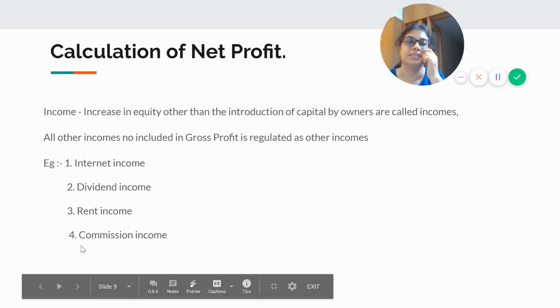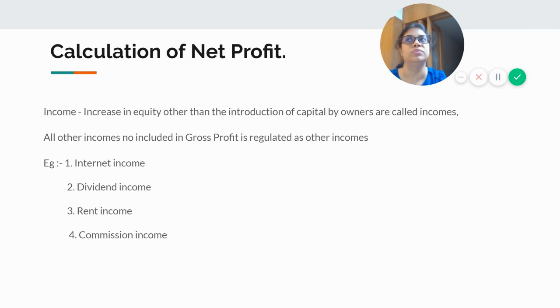Sometimes from the businesses, you will be able to earn a commission income. All these are other indirect incomes which you will be able to earn as a business. So when we are ending up with the year-end operational results or the profit or loss, these things also must be considered as a prudent person, as a prudent business, in order to show the proper accounts to the stakeholders.